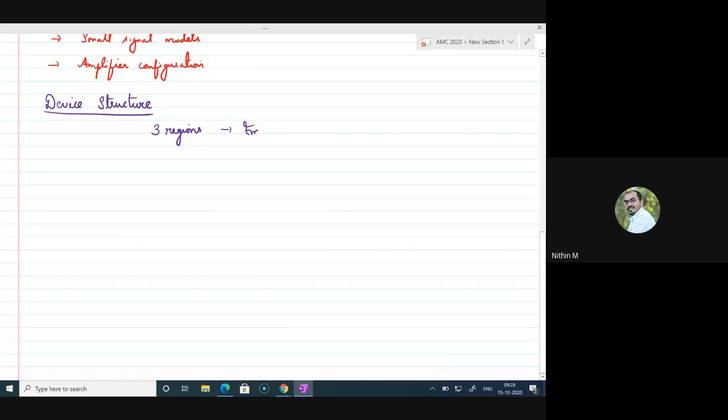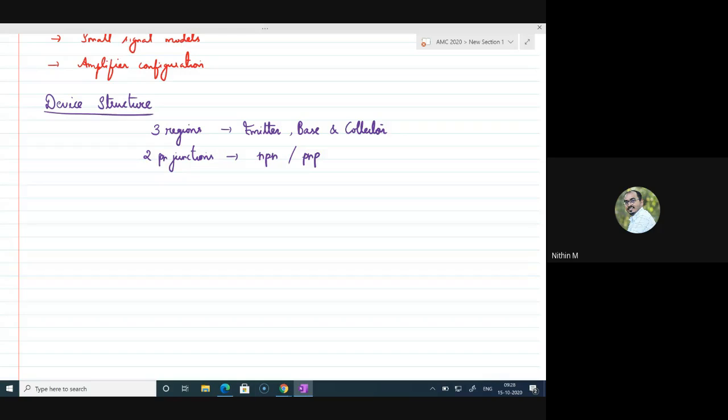One is emitter, the other one is called base, and the third region is called collector for specific reasons. Since there are three regions, we can identify two PN junctions in this. So either the structure is NPN or it is PNP. That means you can see two PN junctions.